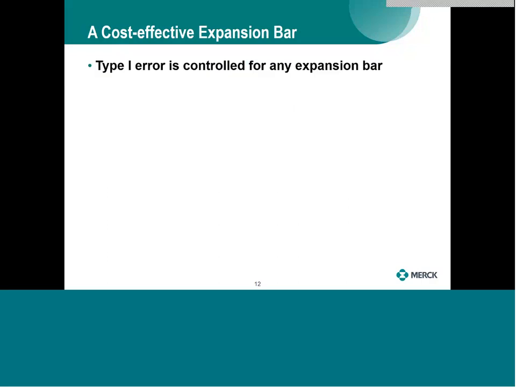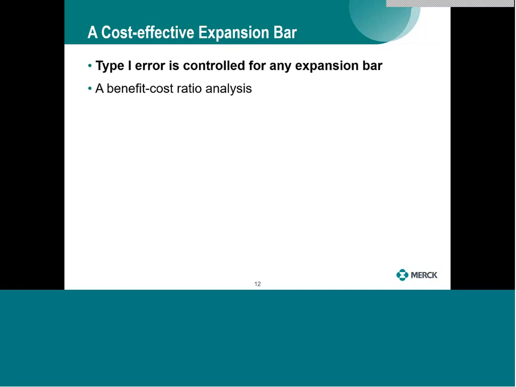And one thing I need to emphasize is that the type I error rate is always controlled for any expansion bar, as long as, of course, you specify it upfront instead of doing that after you look at the data, just to keep the integrity of the trial. And in the next two to three slides, I will talk about one way to optimize this bar. Of course, in reality, you can have different approaches to do that.